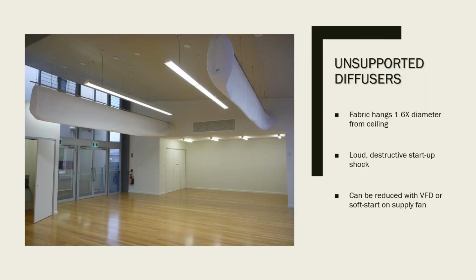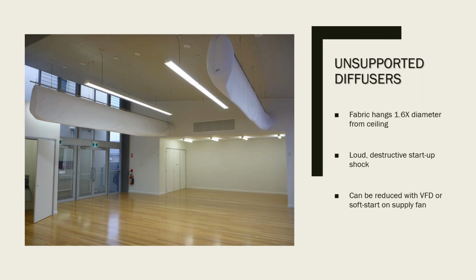Supports and tensioning. So what happens with a fabric duct when you don't have any internal supports, just like what you see here in this picture? It will hang 1.6 times its diameter. So if you have a really large diameter duct, it will look really ugly in the space, and it can cause a problem where if there is no soft start or VFD on the unit at startup, it will cause rapid inflation. That will cause ripping and tearing at the seams. It will be detrimental to this fabric. We would not be able to warranty that.